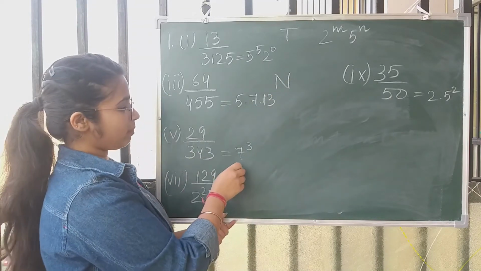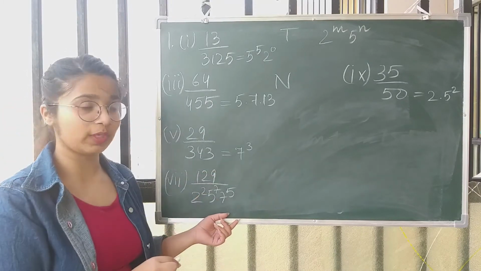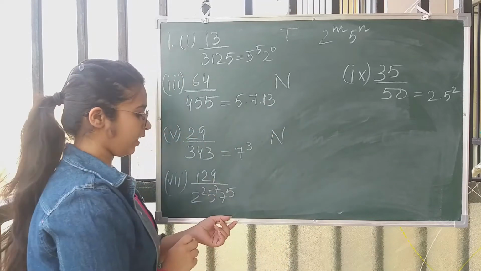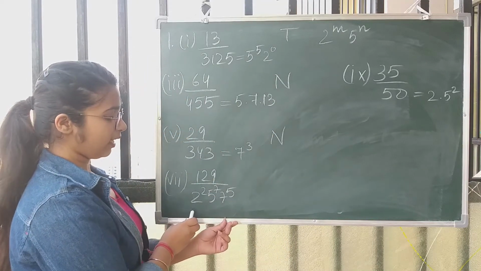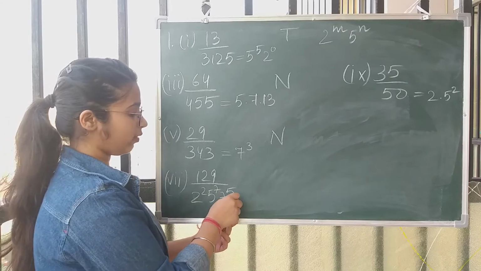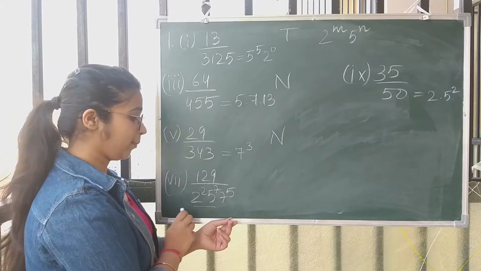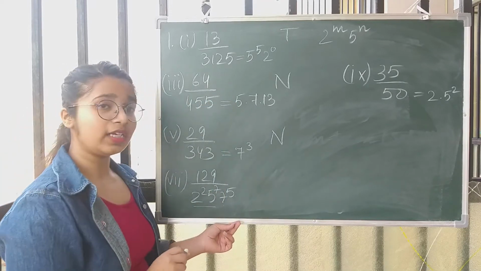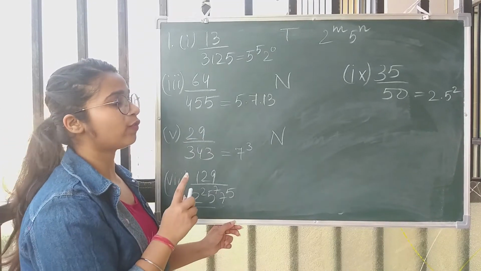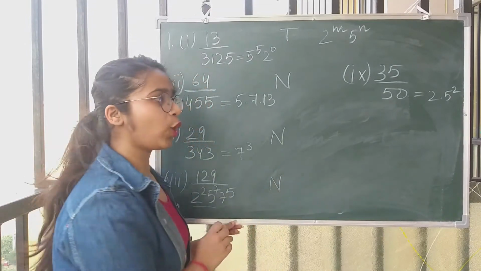नाउ इन द नेक्स्ट पार्ट यू हैव 7 to the power 3, क्योंकि 343 को आप 7 का क्यूब लिख सकते हो. अगेन दिस इज नॉट ऑफ दैट फॉर्म, सो दिस इज नॉन टर्मिनेटिंग. नाउ इन योर सेवेंथ पार्ट इट इज 2 to the power 2, 5 to the power 7 and 7 to the power 5. अगेन आप इसमें देखोगे ये दोनों तो हैं उस फॉर्म के, बट देयर इज अनदर प्राइम. दैट मीन्स ये उस फॉर्म को मैच नहीं करेंगे क्योंकि उस फॉर्म में सिर्फ दो प्राइम्स हैं 2 and 5. सो दिस इज अगेन नॉन टर्मिनेटिंग.